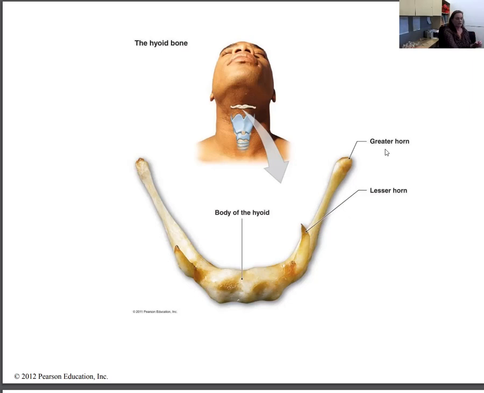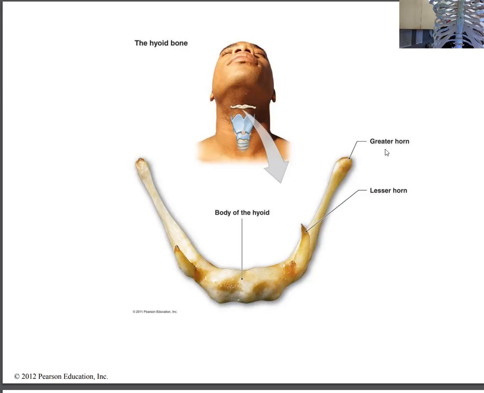When you're looking at it on the skeleton, this is up in the throat area right here. You can see that in this throat area, this bone right here is the hyoid. So again, it's going to be in this throat area right here. That's the hyoid bone. Okay.